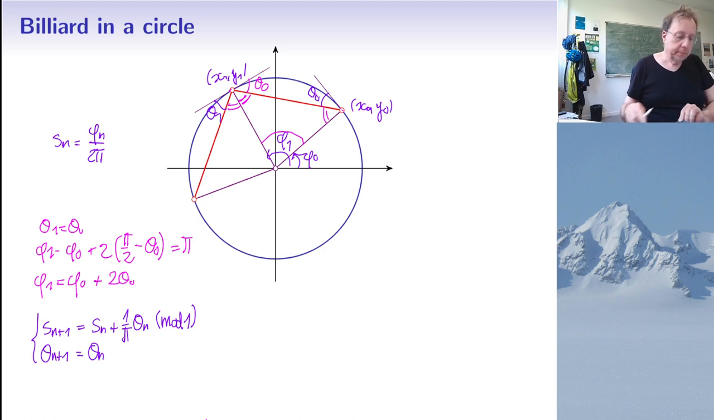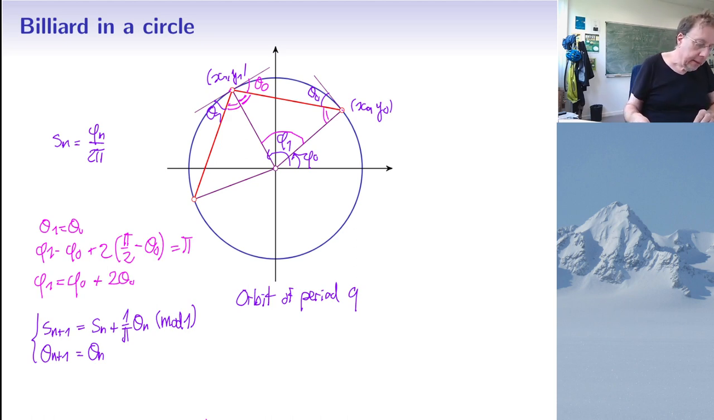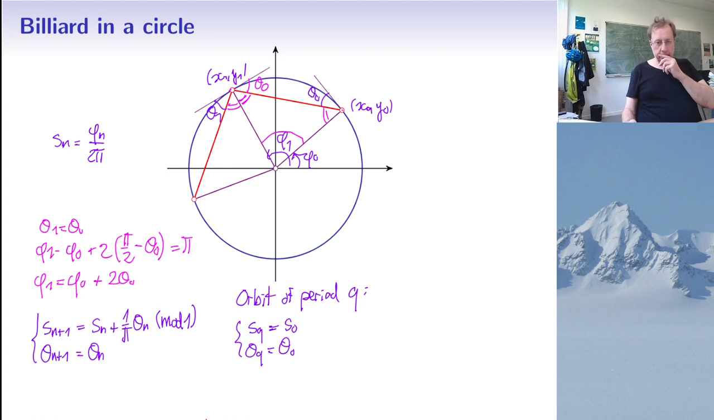So now I can compute periodic orbits. What do I have to take for the initial values to have an orbit of period q, where q is any integer larger or equal to 2? Well, what I need is that s q is equal to s naught, and theta q should be equal to theta naught. However, the second relation, the theta relation, is already satisfied because theta is constant.